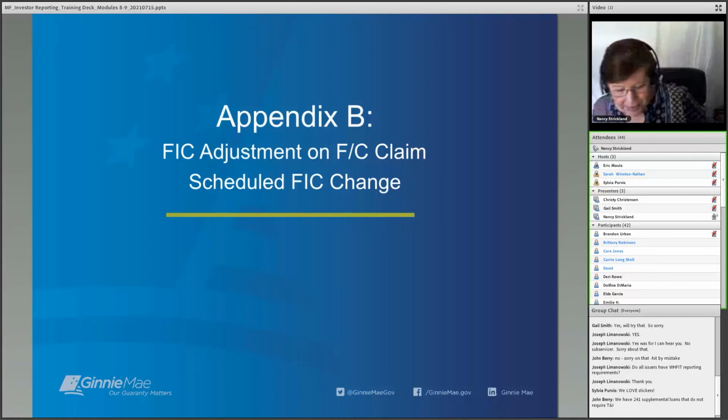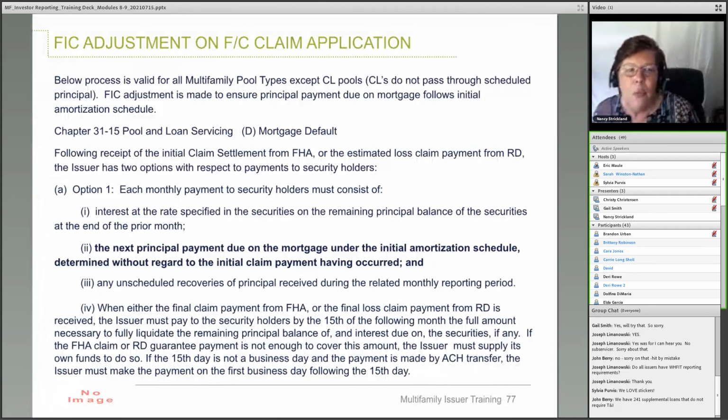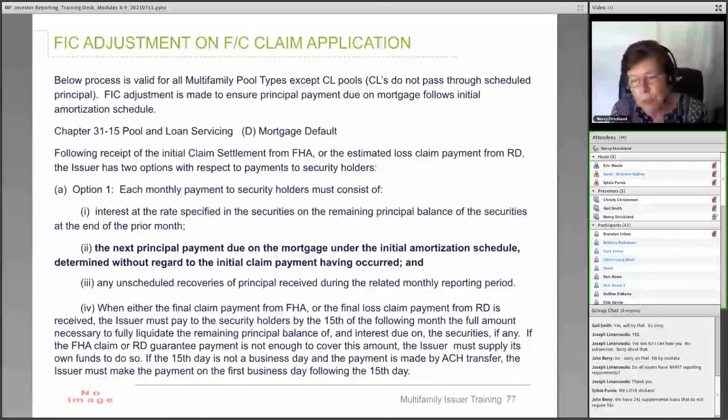Okay, sorry. Appendix B is really important, and everyone, please review Appendix B. We're going to talk about the FIC adjustment on a foreclosure claim, and then if you have a scheduled FIC adjustment on your loan record and the process you need to follow. When you apply foreclosure claim funds and you keep the loan active in RFS, you need to recalculate your FIC. I believe the requirement from FHA is you need to continue to pass through scheduled principal every single month.